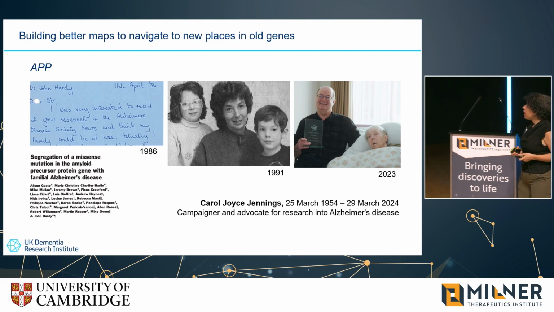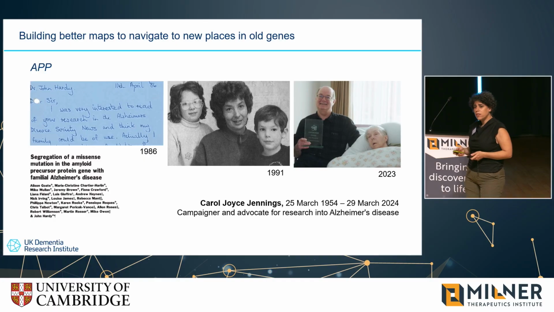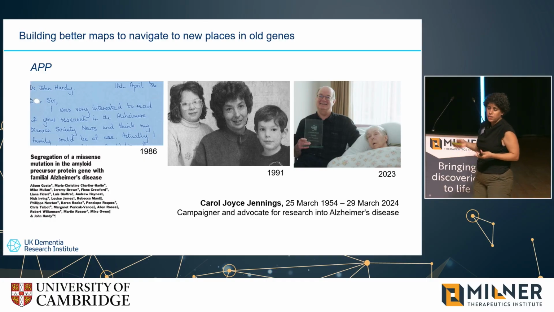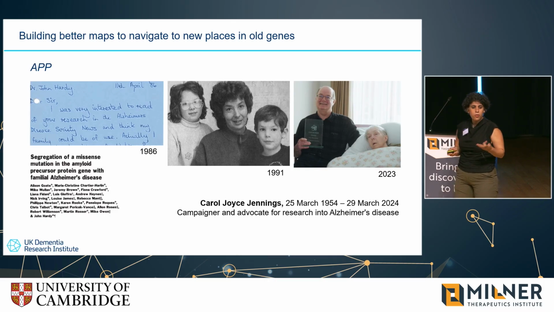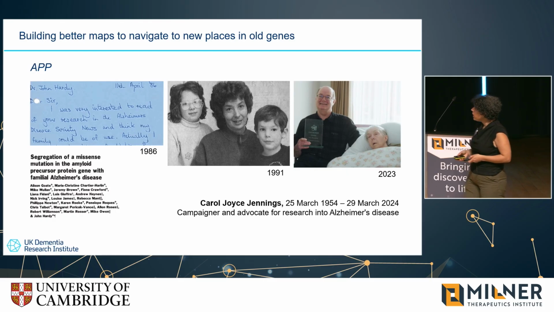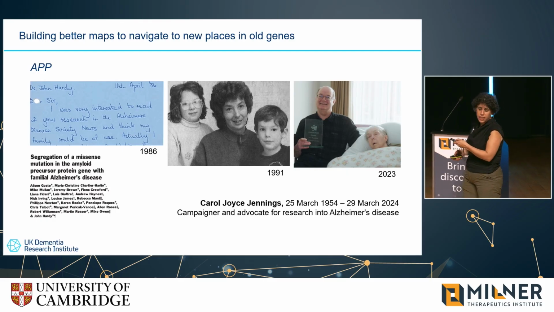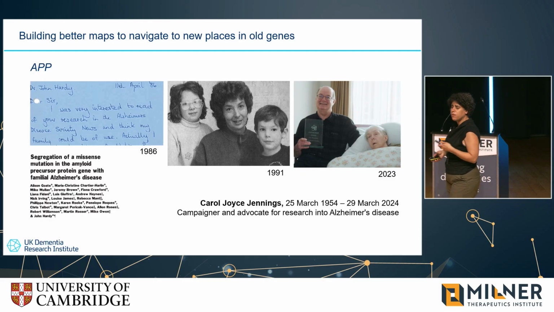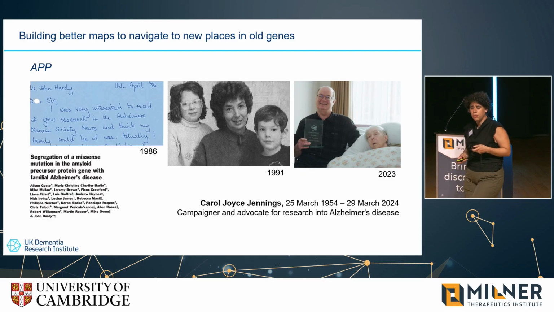One of them is around APP. Here, what we're doing is mapping to a new place in what I would call an old gene. If we go back to what Kathy said at the beginning, that the idea of the Milner is to have human-based drug discovery, it doesn't get much more human-based than a letter in 1986 from Carol Jennings, whose family was the first family identified to have APP mutations.